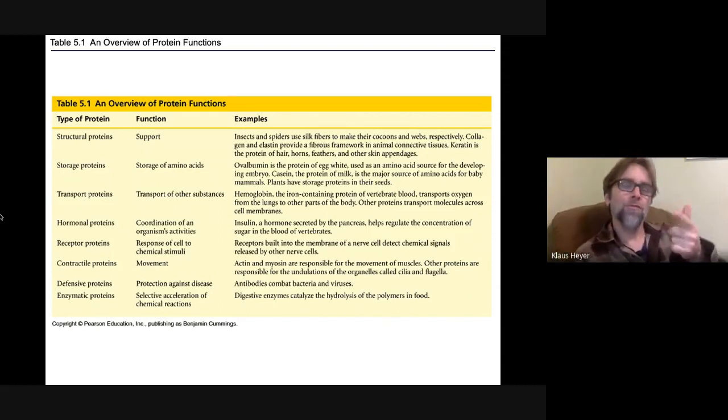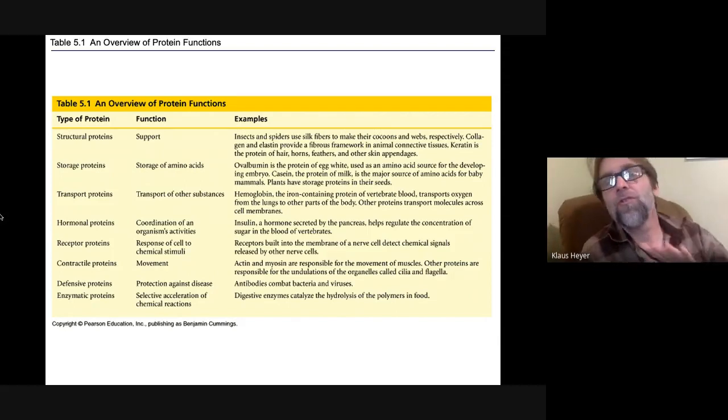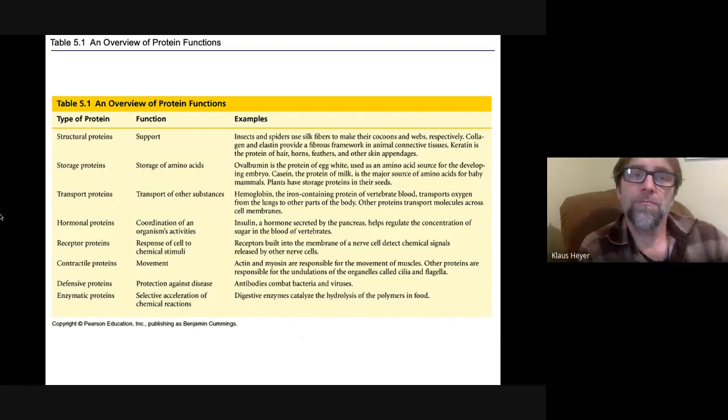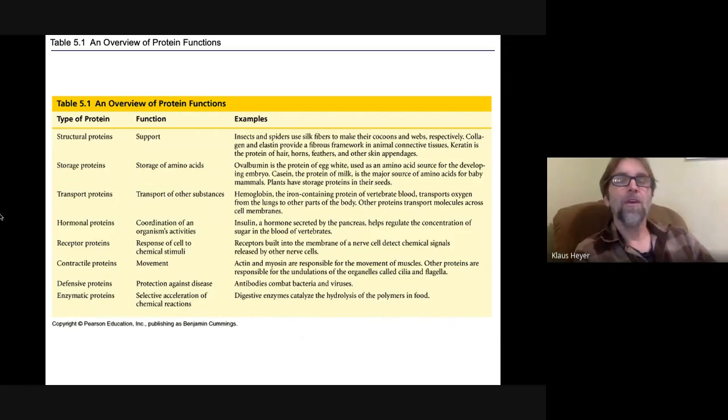Right, so now we're on proteins and nucleic acids. Proteins are the most diverse of those four molecules: carbs, lipids, proteins, nucleic acids. They're extremely diverse. These are just some examples. When we think of proteins in our body, we might think of hair and nails, but it's more than just hair and fingernails and muscle.